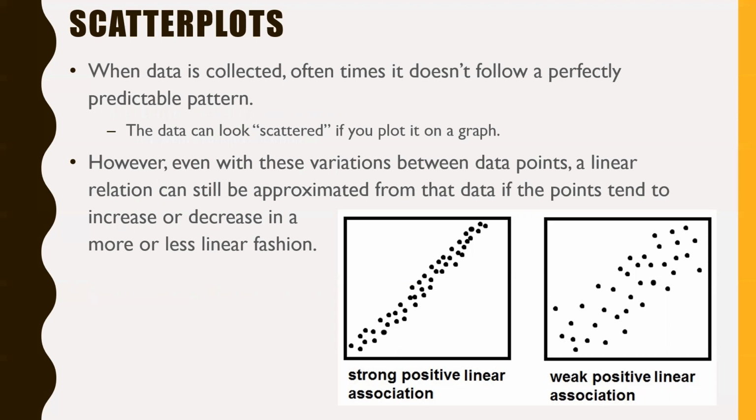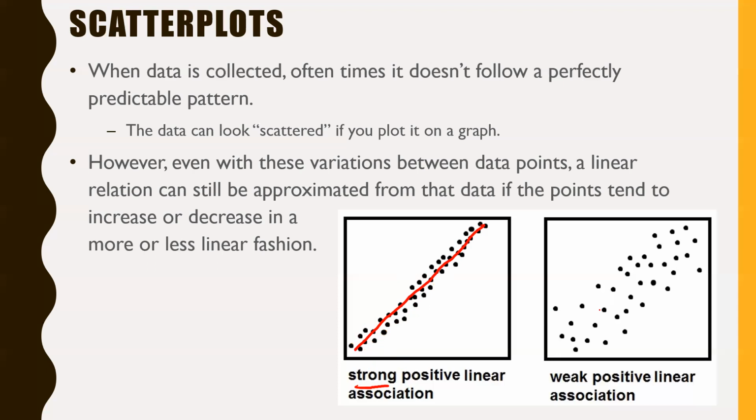However, even with these variations between data points, like you're seeing in those two pictures there, a linear relation can still be approximated from the data if the points tend to increase or decrease in a more or less linear fashion. Both of these pictures here have kind of a trend to them. This one on the left is certainly a lot stronger, hence a stronger positive linear association. You can see that it follows a trend going upwards. It's not a perfectly straight line, but you could approximate a perfect straight line through that, which we'll get to in a moment.